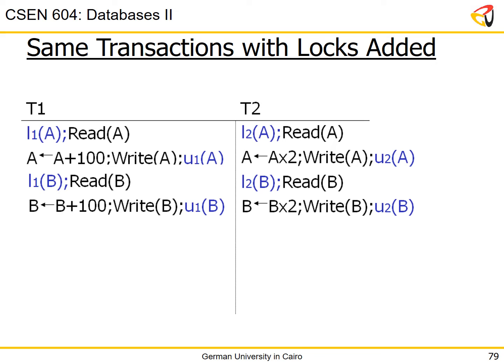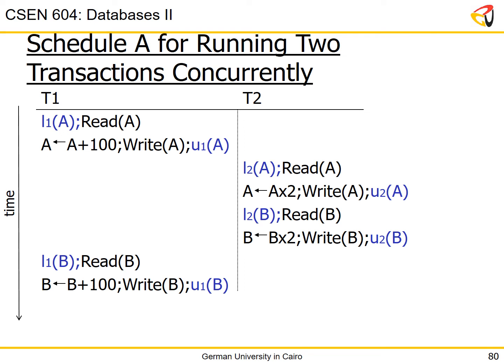Okay, so basically, more or less, I would say this is what the scheduler is going to do. It's going to insert these locks. Okay. Now, let's look at these 2 transactions running now with the context switch happening as it's shown here.